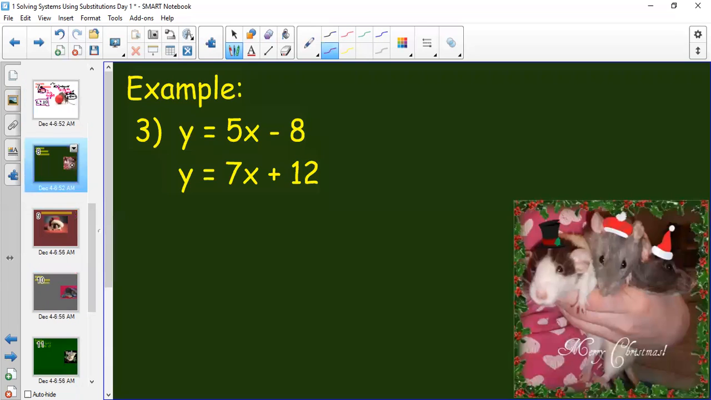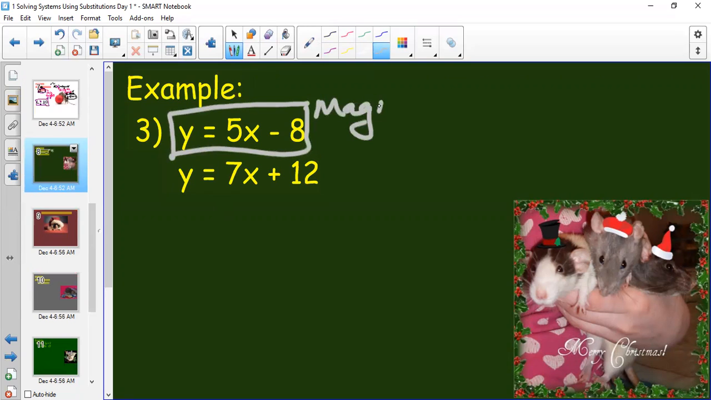All right, let's try a few more. This is actually one that you guys did last year in pre-algebra. We're looking for an equation that has a variable all by itself. Well, in this case, they both have a y all by itself. So just pick one to be your magic. I'm going to pick the first one since it came first.